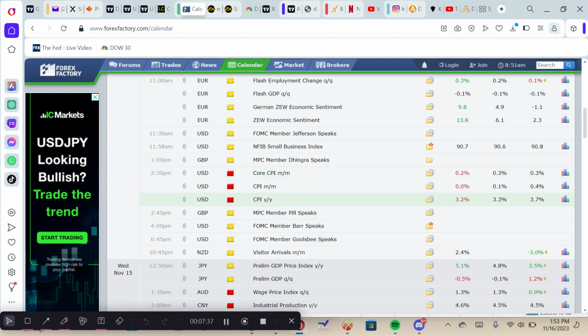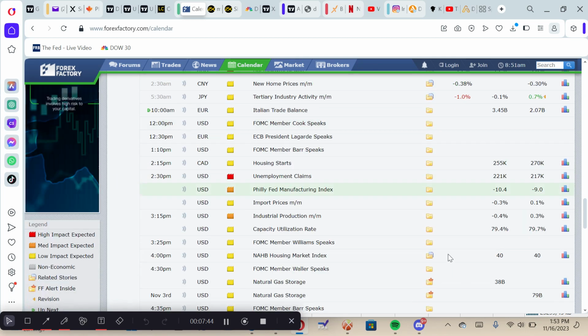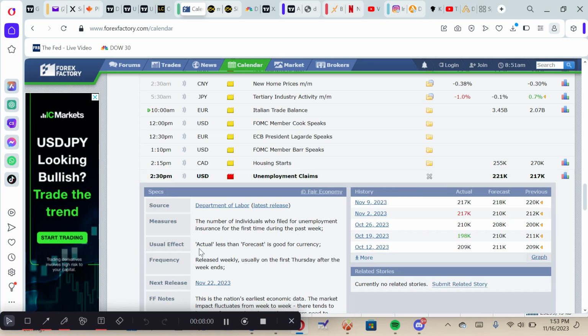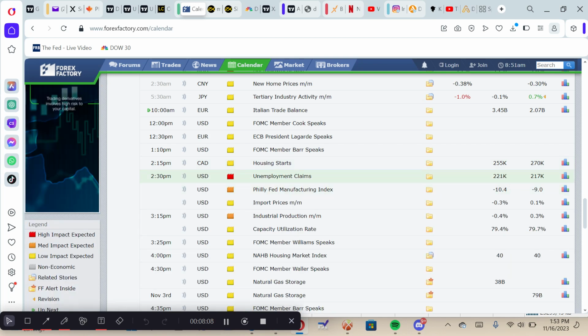So I hope with this simple illustration, you can still trade the 2:30 p.m. news that we are having today. Of course, unemployment claims. As you can see, the unemployment claims figure is higher than the previous. If you click on this place, what does it tell us? It says actual less than forecast is good. So it is when it is less that is good. If it's higher, it is bad. So now this is higher. That means the forecast is that it's bad for USD, so the US dollar is expected to be weak at that time.